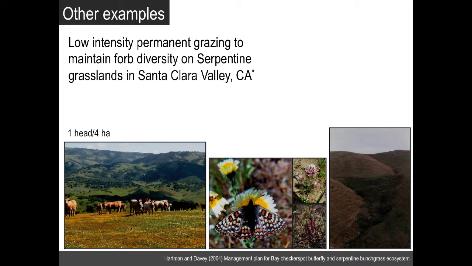And this is the opposite of the previous example, where we've got like one head of cattle per 4 hectares. That's part of the management plan for bay checkerspot butterflies and the serpentine bunchgrass ecosystem, to effectively remove some of the European annual grasses and create space for not just the bunchgrasses, but specifically the endemic serpentine plant species and the host plants for the bay checkerspot butterfly.